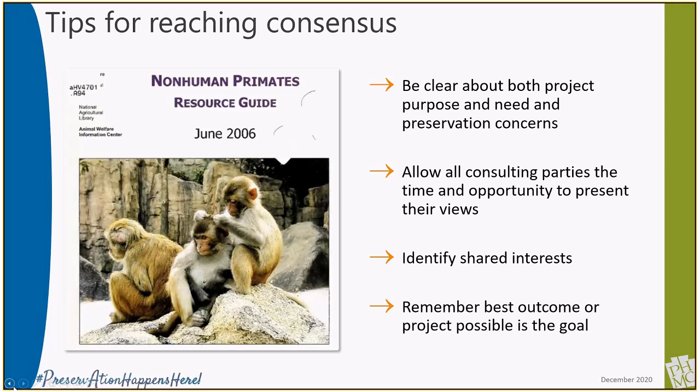So maybe these non-human primates were employing the tips on this slide for effective group discussions. The keys for a successful and efficient consultation process are clear communication of both the project's purpose and need and the preservation concerns, allowing ample time for all consulting parties to present their views, identifying shared interests and objectives, and remembering that all share the goal of producing the best possible project outcome. Sometimes the 106 process allows the community to ask for more than they might have without the consultation process.